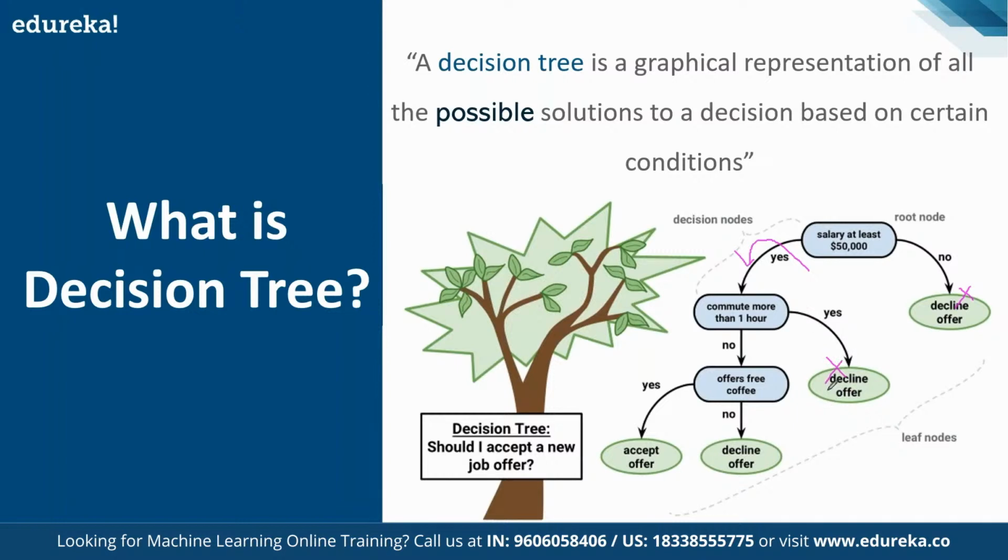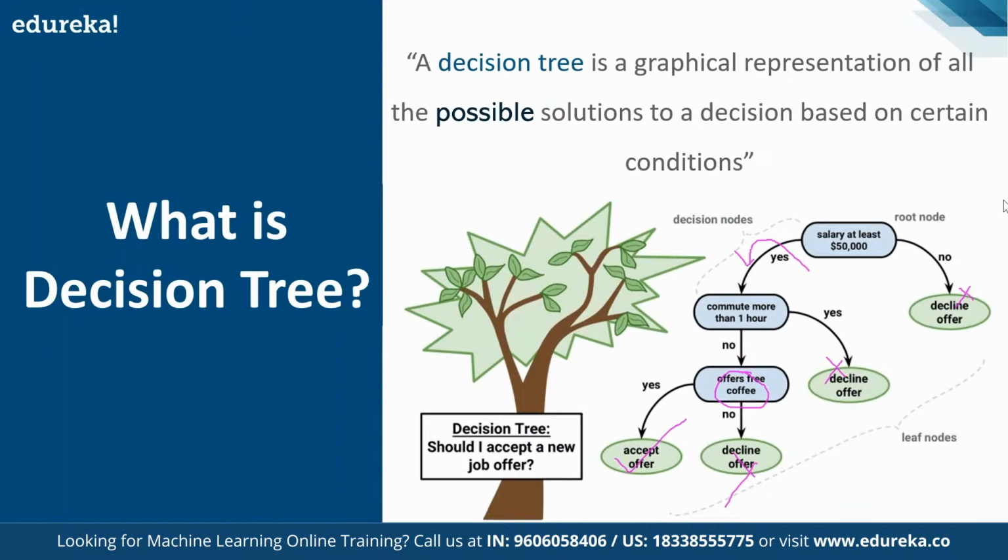You're getting my point, right? If you don't have to commute more than 1 hour, then you will still consider this option, and then you will check, for example in this case, whether you are getting free perks also, like coffee or some snacks or other things like that. If yes, then you will finally accept the offer. Otherwise, you will decline the offer. You got my point? This is how our decision tree works.